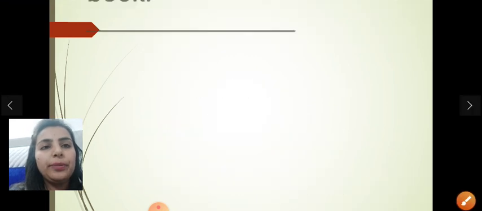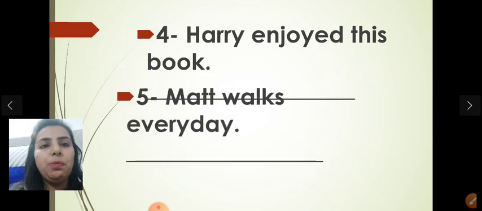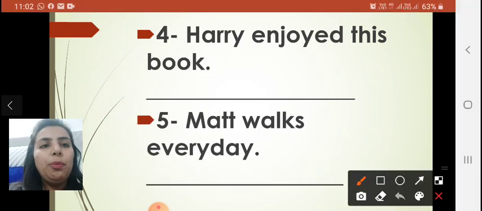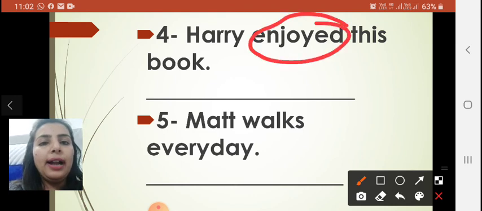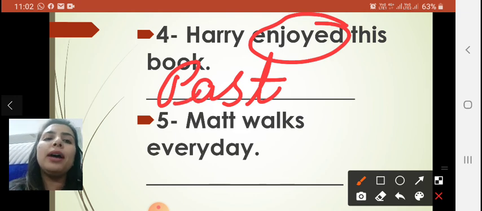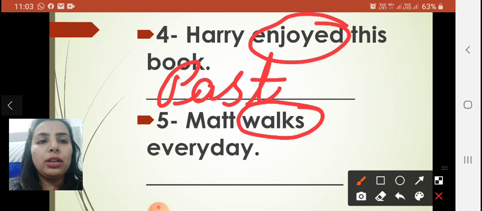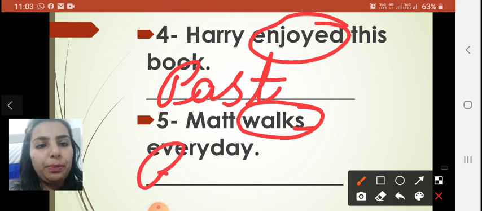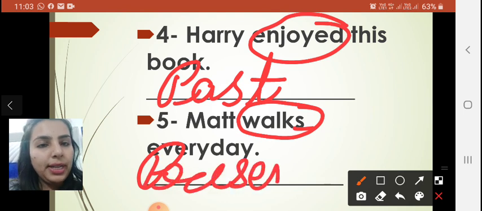Now see the next. Harry enjoyed this book. So here the verb is enjoyed. And here the ed word tells us which tense it is? It is past tense, because here we use the verb enjoyed. And the last one is Matt walks every day. Here we have to circle the verb walks. And in walks we see S. So it is a present tense.